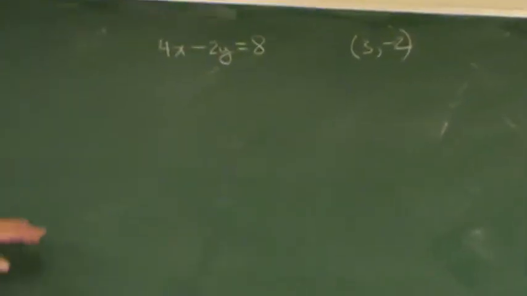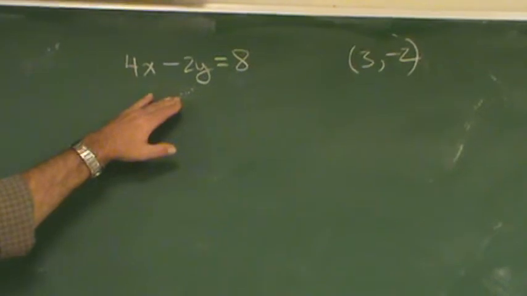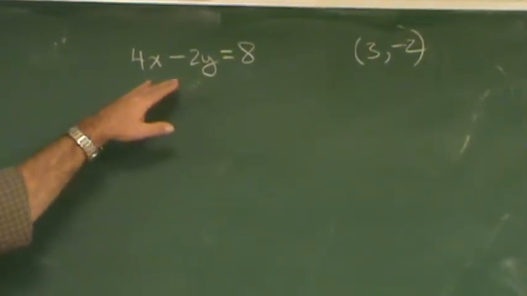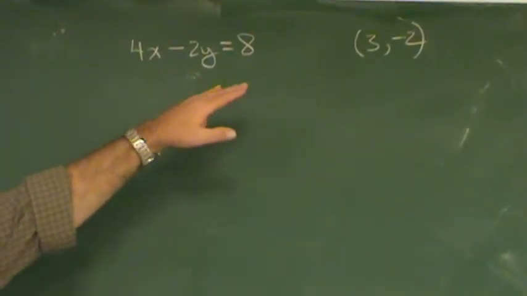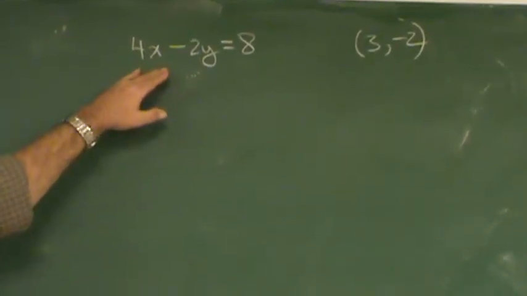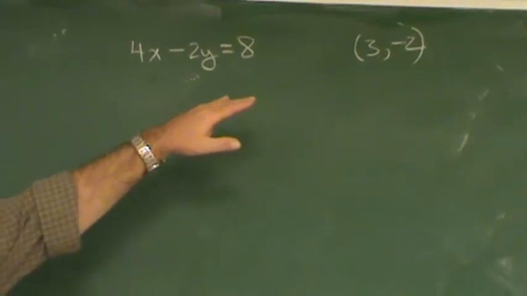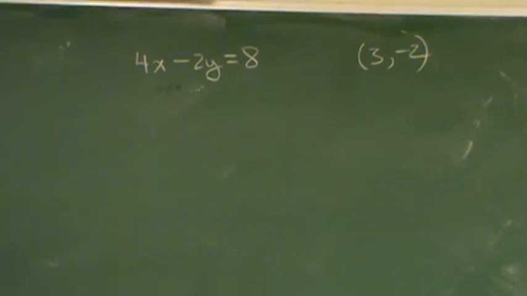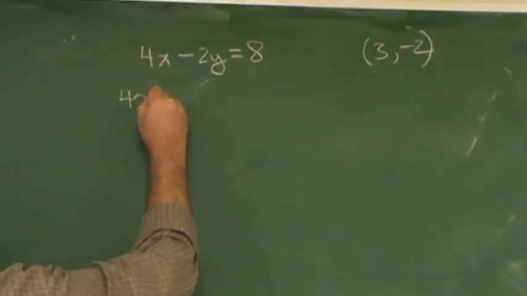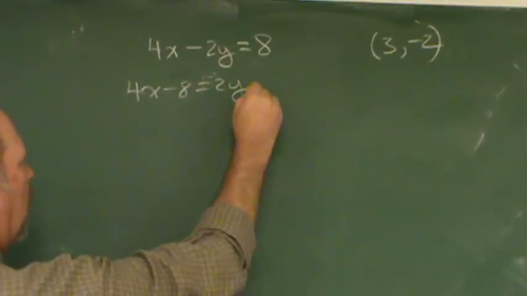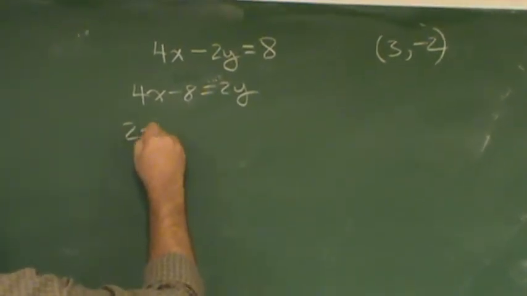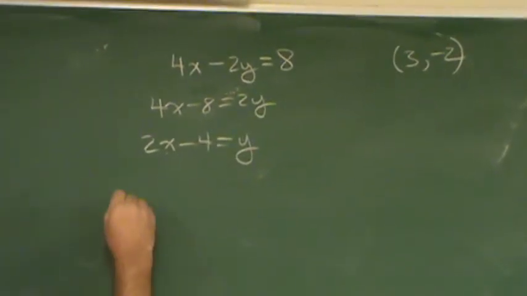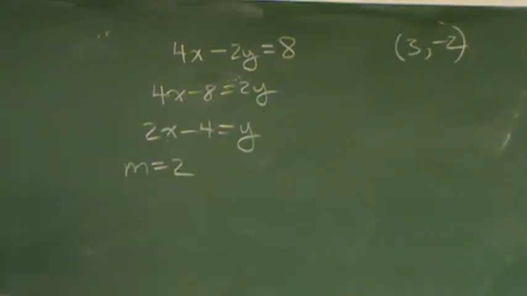We've got a line that's 4x minus 2y equals 8. We're going to find the equations of the line that passes through this point and is parallel to this line, and also the line that passes through that point and is perpendicular to this line. First thing we need to do is solve this equation for y and find our slope. We can write 4x minus 8 equals 2y. So 2x minus 4 is equal to y, dividing by 2. So the slope of this line is 2.